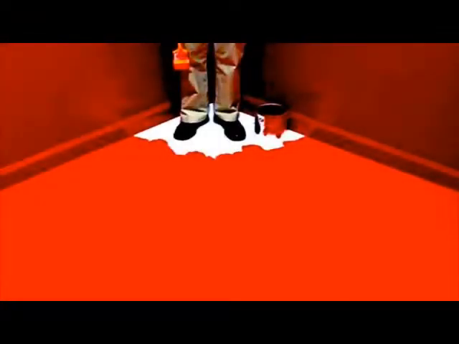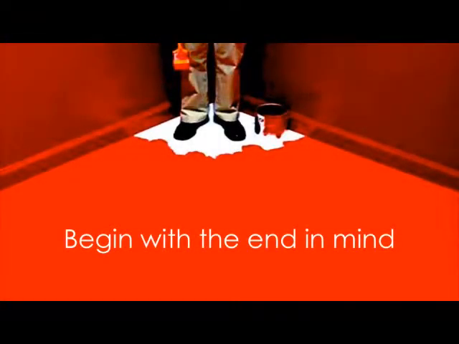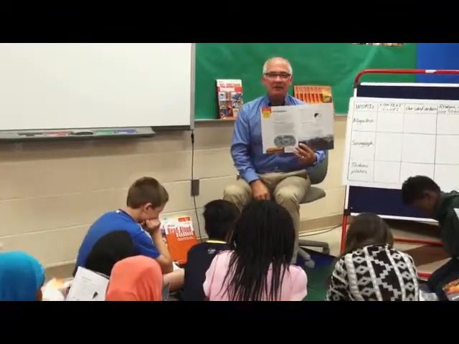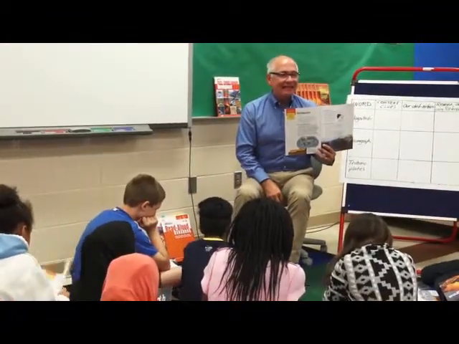When designing a unit, we began with the end in mind, because no one wants to paint themselves into a corner. We asked, what would be assessed at the end of the unit? Then we built each 3-week unit from the back to the front.